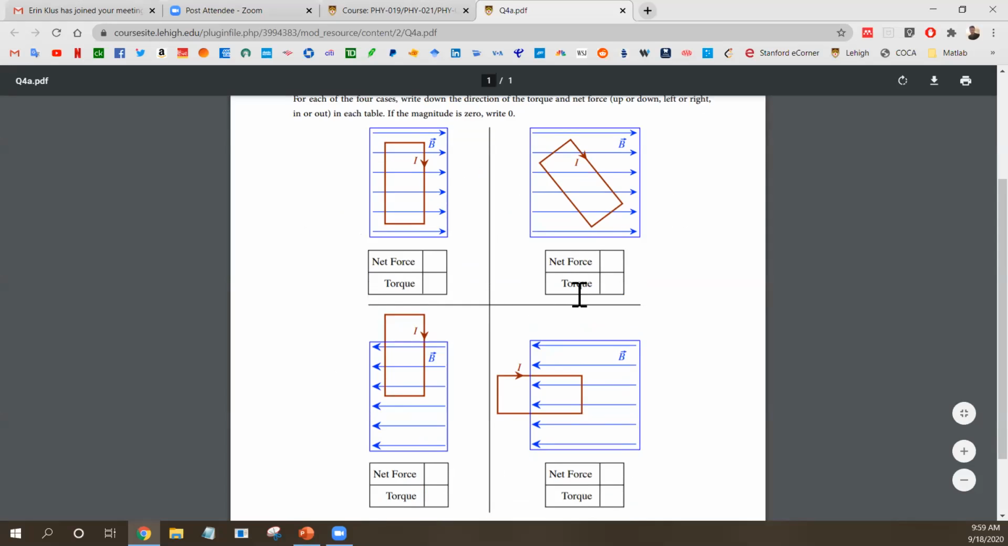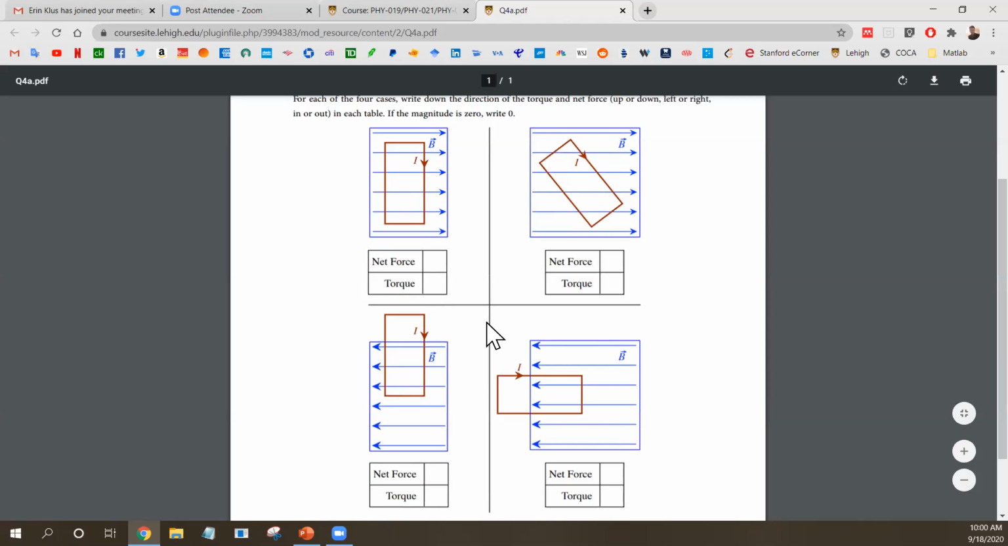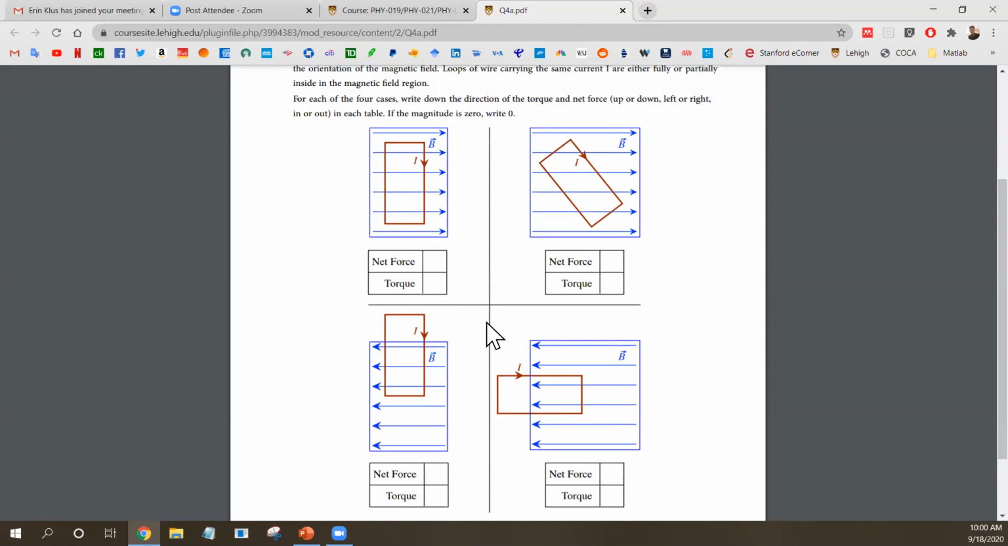So you fill in these tables, and actually you don't need to give me the value. You just need to tell me the direction of the net force and the torque. If the force or the torque is 0, you just write down 0. The direction could be up or down, left or right, or in or out. So you just need to pick one of these 6 words to write in the table. If it's 0, you write 0. Okay, so 10 minutes, and after you finish, you're good to go. And don't forget, we have our exam next Monday.